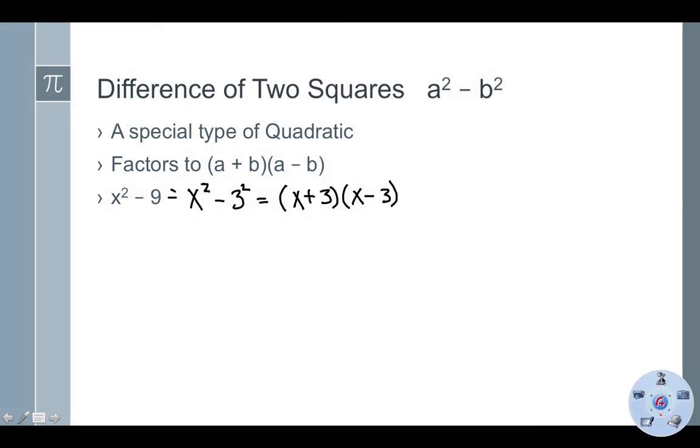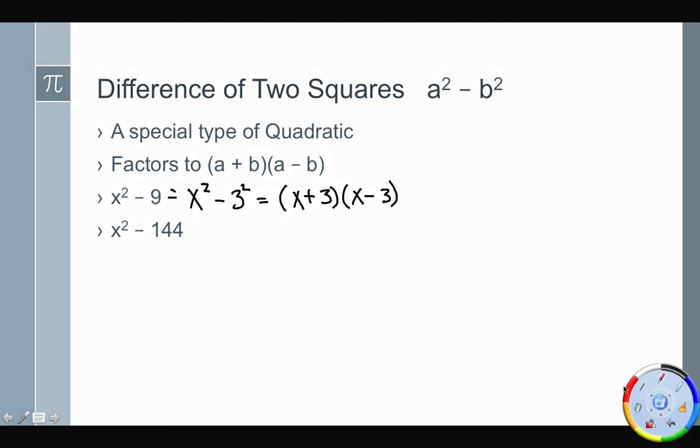And that really is it. When I see a difference of two squares, remember it's got to be a difference. It has to be a minus sign there. The same thing goes for x squared minus 144. 144 is 12 squared, so I can write this as x plus 12 and x minus 12.